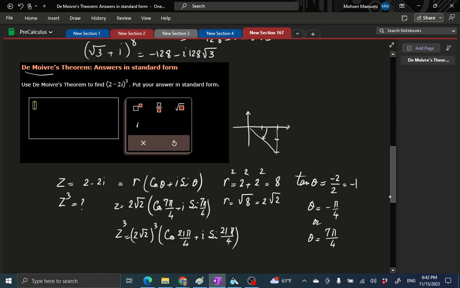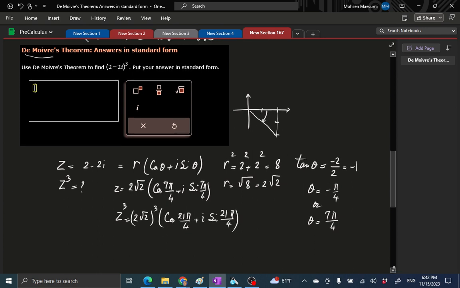Let's clean this up a bit. 2 radical 2 cubed. What is that? Well, 2 cubed is 8. Radical 2 cubed is radical 2 times radical 2 times radical 2. So 2 cubed is 8, and radical 2 cubed is just 2 radical 2. So this becomes 16 radical 2. So I have 16 radical 2, 21 pi over 4, 21 pi over 4.